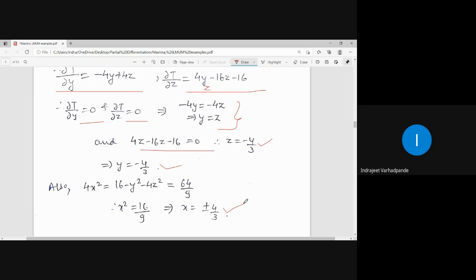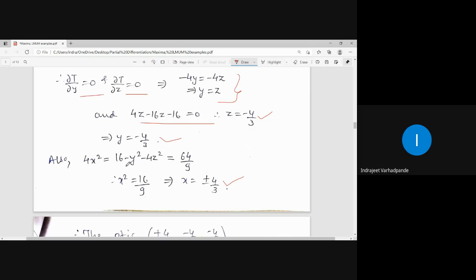Kindly note down the steps properly. Again, if you go through it, it will be clear, right? Four x square will be this 64 by 9. X square will be 16 by 9. X is 4 by 3. But as it is a point or a coordinate, it can be plus minus.